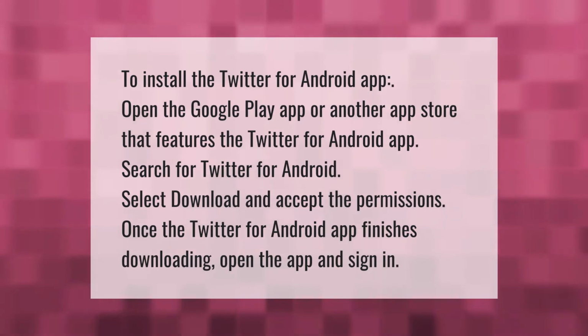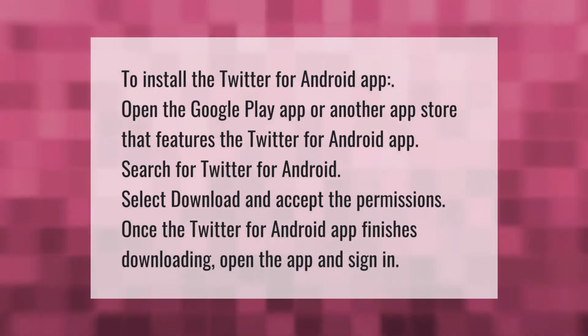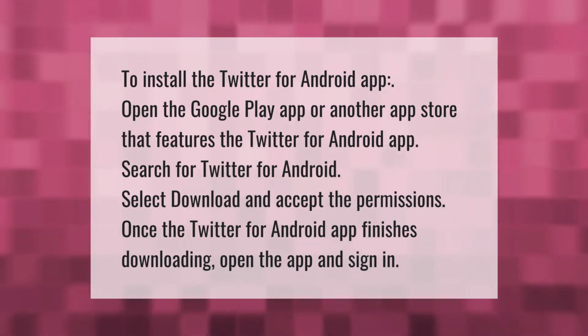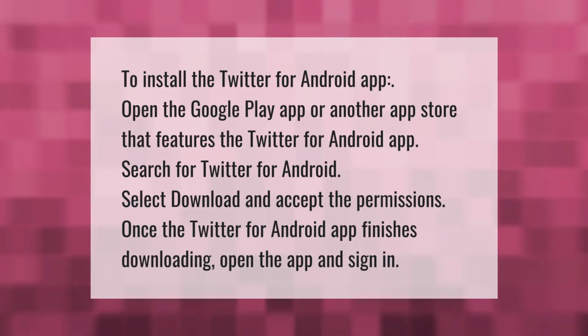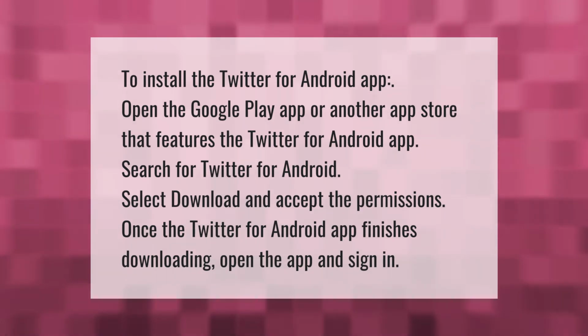To install the Twitter for Android app, open the Google Play app or another app store that features the Twitter for Android app. Search for Twitter for Android. Select Download and accept the permissions. Once the Twitter for Android app finishes downloading, open the app and sign in.